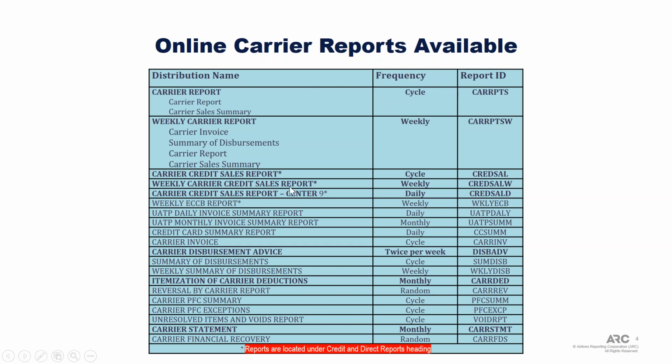As you can see on this chart, some of the reports have an asterisk after the distribution name, and those are the reports that are found under the credit report section. This document also details the frequency. It lets you know if the report is output on a cycle, weekly, monthly, bi-weekly, or if it's a random output. And it also provides the report ID, which you need to access the report.